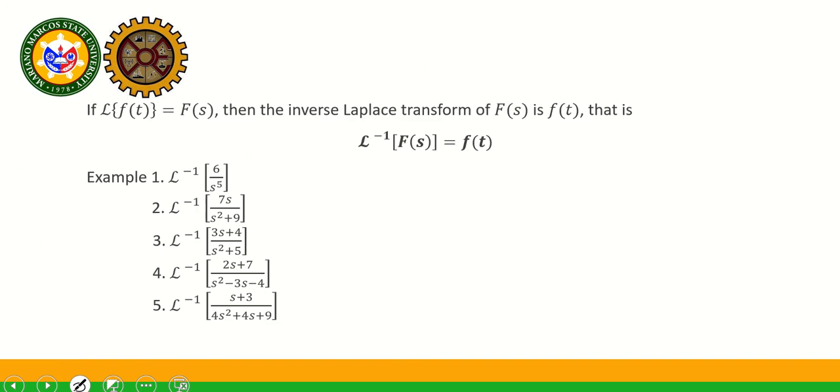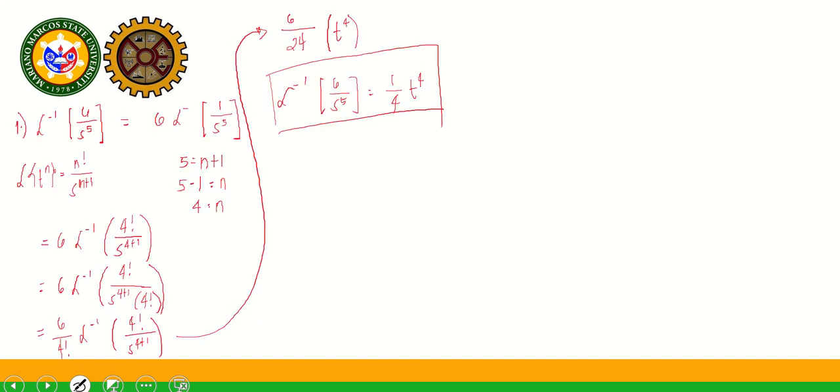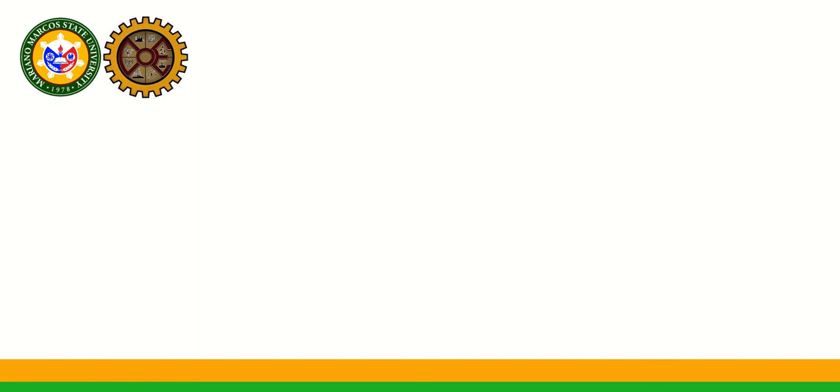So our inverse Laplace of 6 over s raised to 5, sulat na lang natin, the inverse Laplace of 6 over s raised to 5 is equal to 1 over 4 t raised to 4. So this is the answer for example number 1. So let's try example number 2, the inverse Laplace of 7s over s squared plus 9. So let's write it.